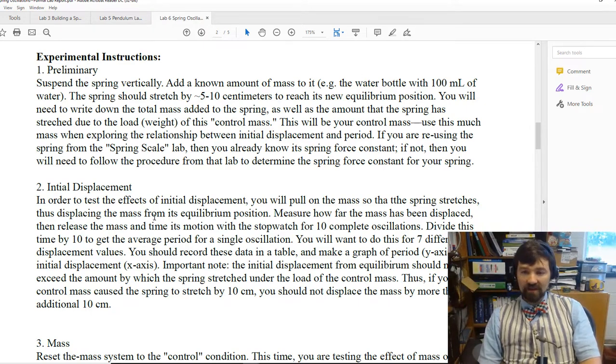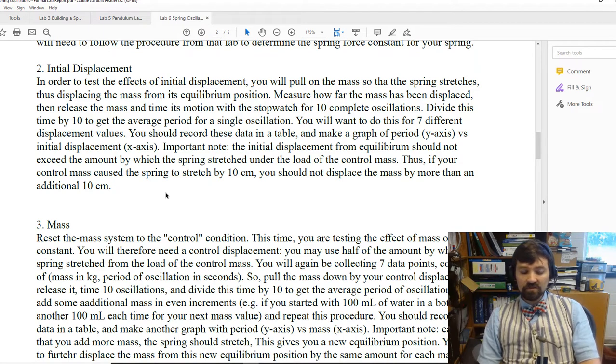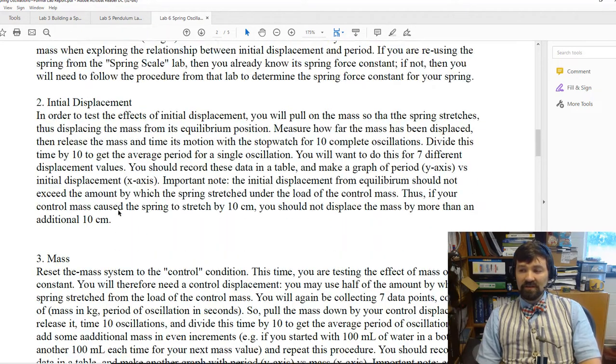You have 3 things that you can test here. The first 2 should be the relatively easy ones, your initial displacement and your mass. Okay. So for initial displacement, that basically means keep the mass the same, keep the spring the same, change how much you're pulling down by. All right. So pull down by 2 centimeters, release it, time it. Pull down by 4, release it, time it. Pull down by 6, 8, etc.